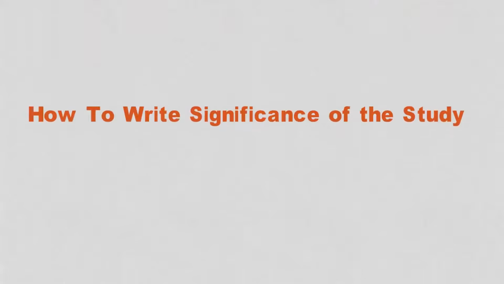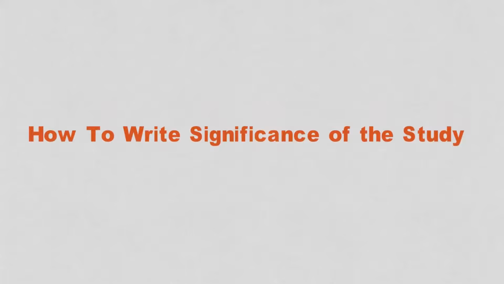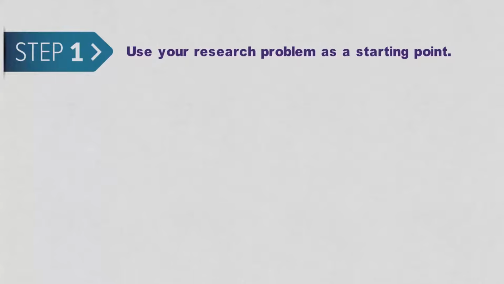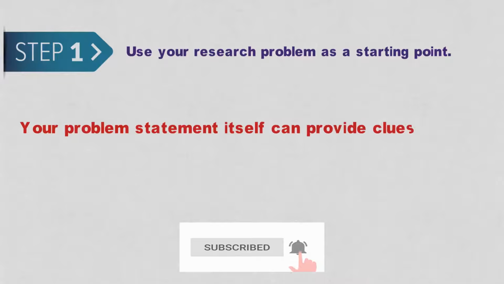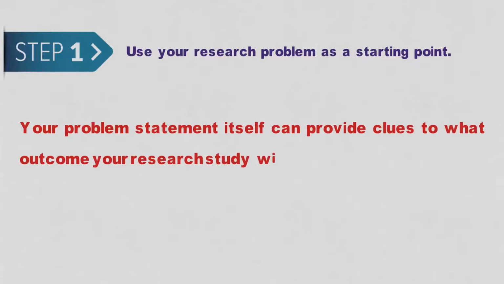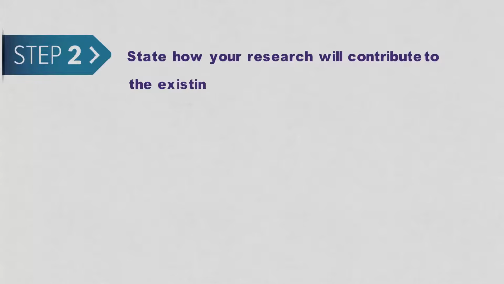Now going to main topic: how to write significance of the study with 5 steps. Step 1. Use your research problem as a starting point. Your problem statement itself can provide clues to what outcome your research study will achieve and who will benefit from it. Step 2. State how your research will contribute to the existing literature in the field.